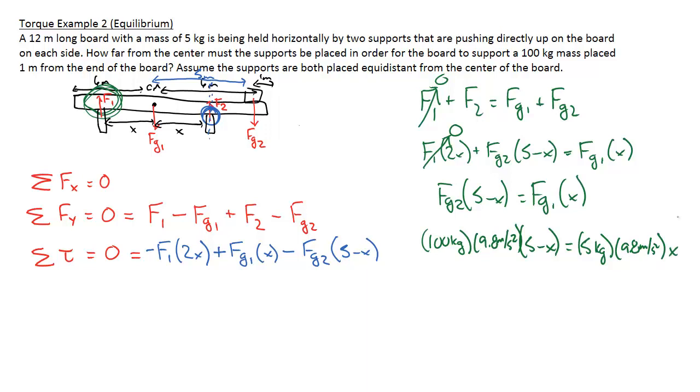So if I just want to solve this, I can just multiply out what I have. So 100 times 9.8, that's 980. 980 times 5 is 4,900. So I have 4,900. I'm not going to worry about the units just for the rest of this for now. Minus 980x equals 5 times 9.8 is 49, so 49x. So if I just solve this for x, add 980x to both sides, so 980 plus 49, and then 4,900 divided by 1,029 is 4.76.